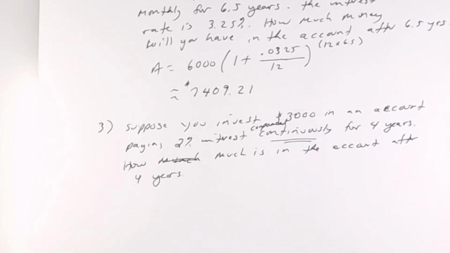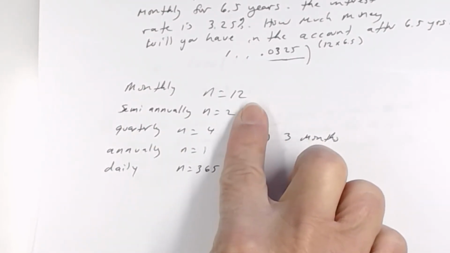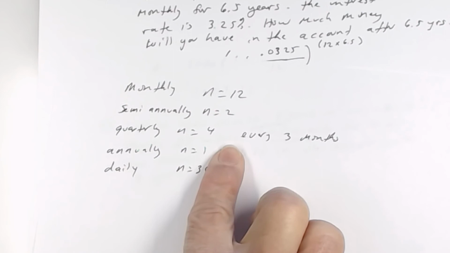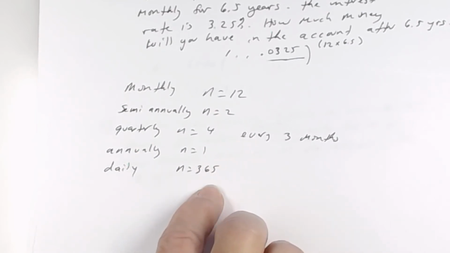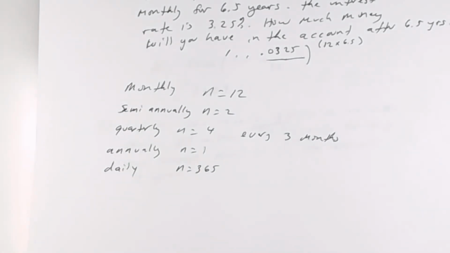All right, now, the key word here is that it's being compounded continuously. The two problems we just talked about were being compounded either 12 times a year, 2 times a year, 4 times a year, 1 time a year, or 365 times a year. That's a finite number. Continuously means all the time, so think of the word infinite in that case. So there's a different formula you're going to use for that one. If they use the word continuously, here's the formula.